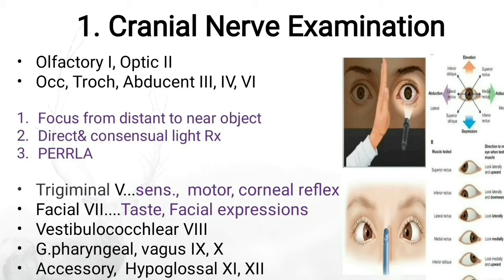For the oculomotor nerve, direct and consensual light reflex is examined by applying a torch to one eye and examining if the pupil is constricted. This is the direct reflex, and if the pupil on the other side is constricted, this is the consensual light reflex.